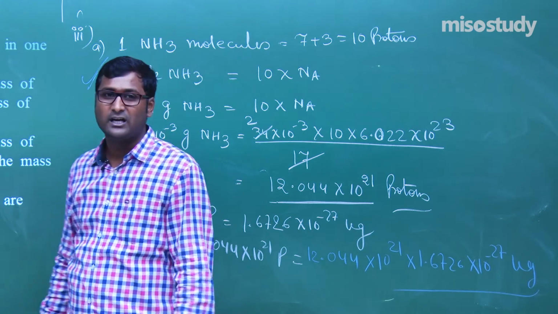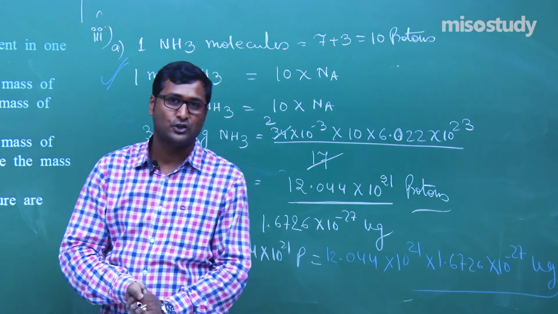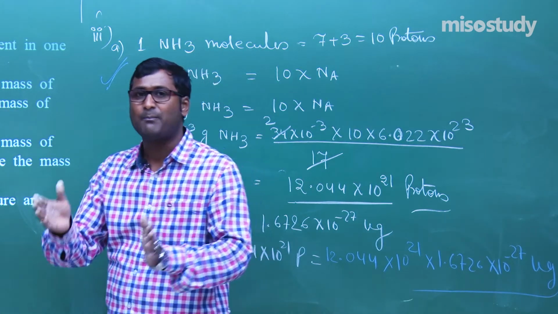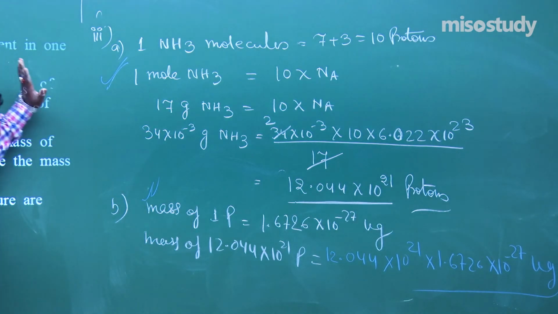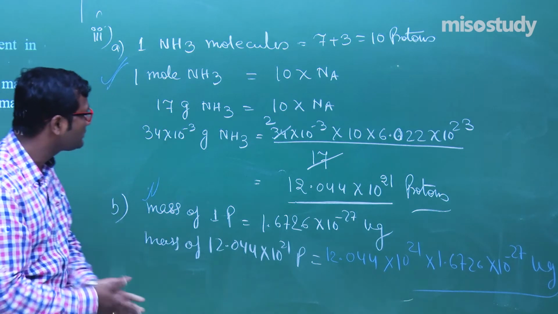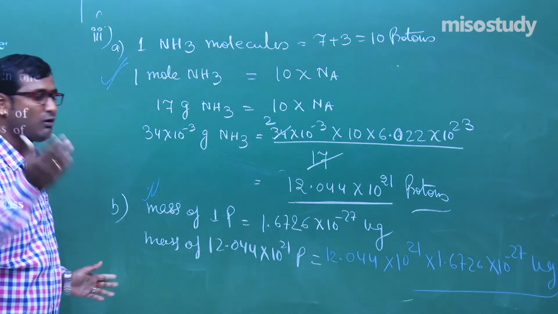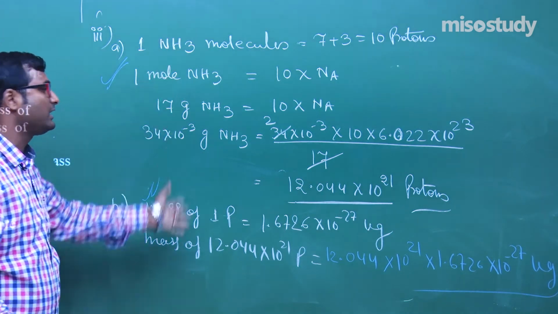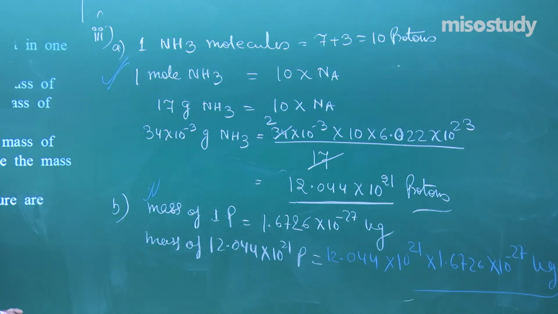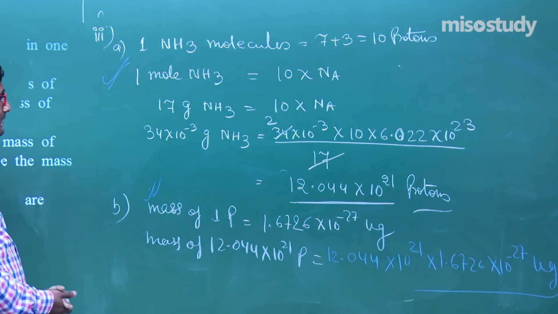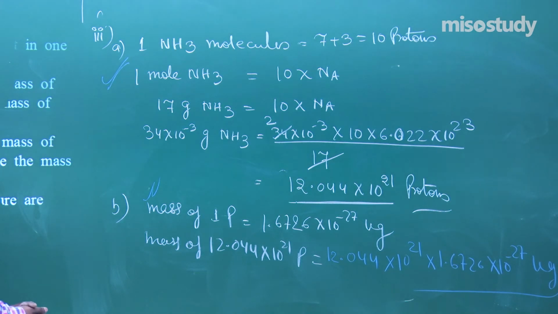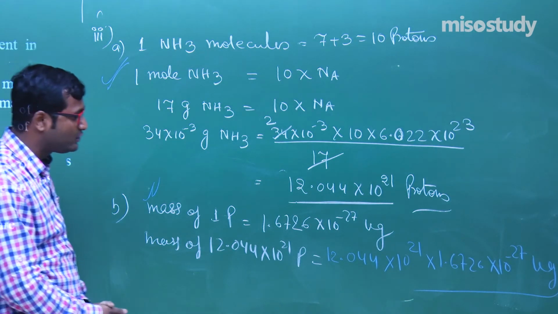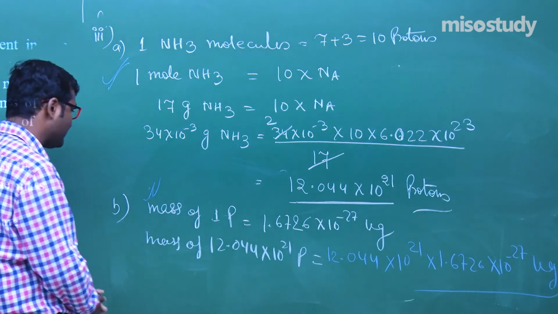I think now you are very much familiar with solving this kind of question. It will help you a lot, that is my promise to you. So friend, check out the things once again. The calculation is almost right; if there is any mistake, you are always here. This is a calculation, the theory remains the same. 12.044 into 10 to the power 21 multiplied by 1.6726 into 10 to the power minus 27 kg. That is the mass.